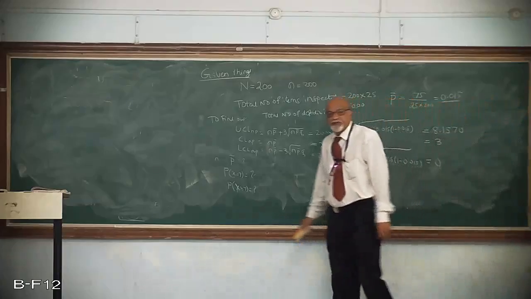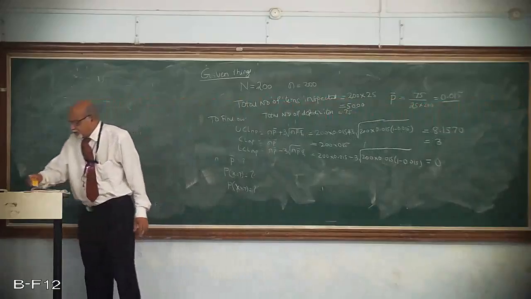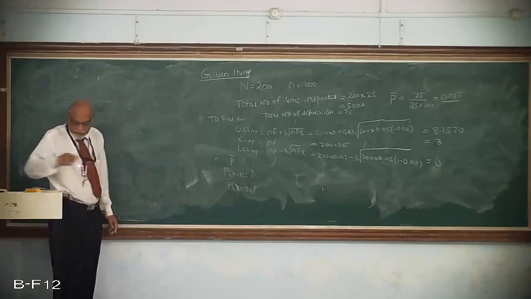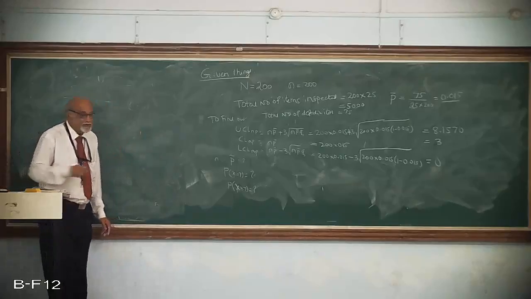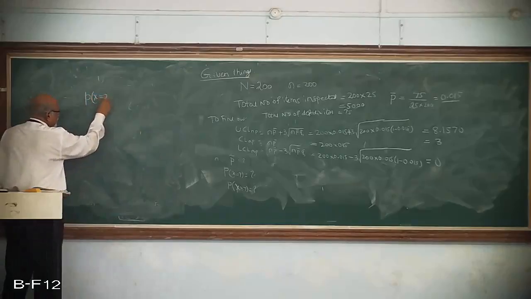Now if we look at it, it follows the binomial distribution. So one way, if we want to calculate exactly, is to make use of the binomial distribution. That means in general, the binomial distribution for finding out the probabilities will look like this.